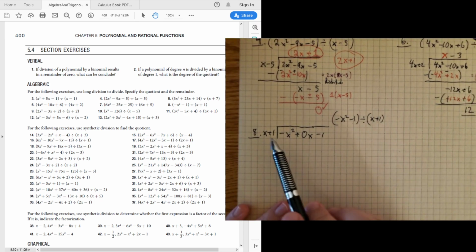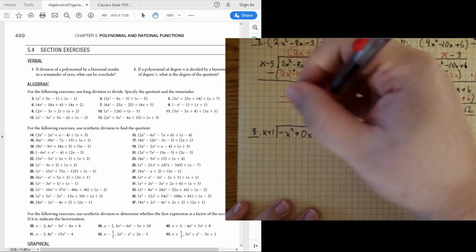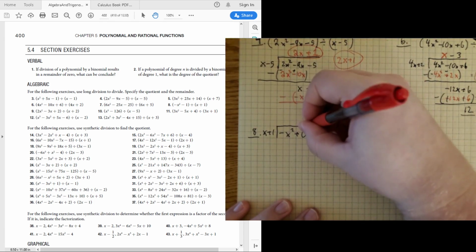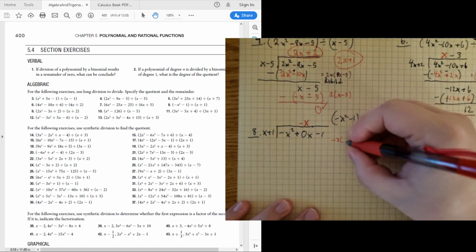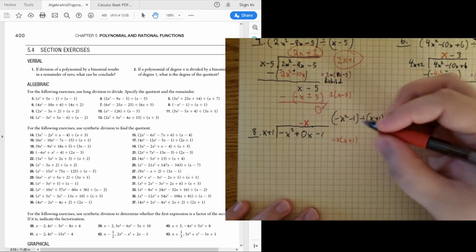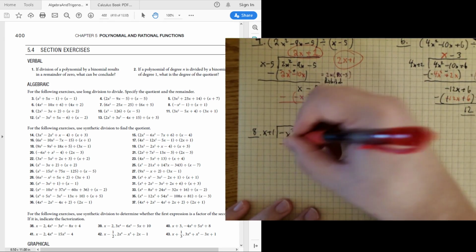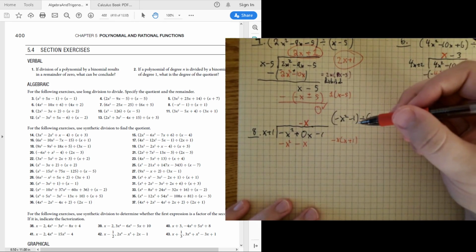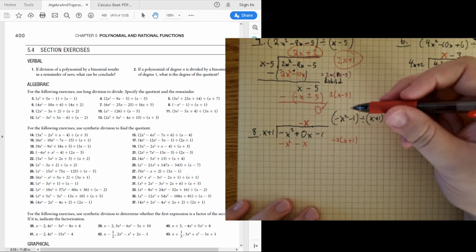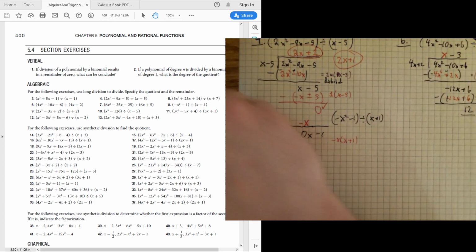My goal again is to get the first term to match the first term. So x to become negative x squared. Well, how do I do that? Well, I'd use a negative x. I take negative x times x plus 1. My goal is to get them to match. Negative x times x would be negative x squared. Negative x times 1 would become negative x. Okay, not too bad. All right, next, I now need to simplify.